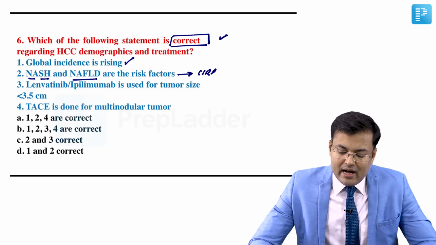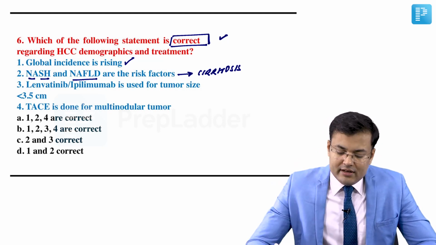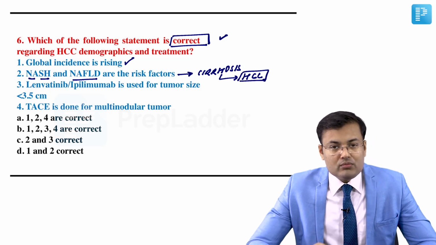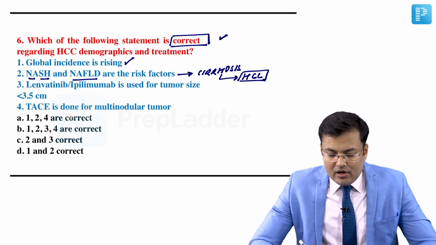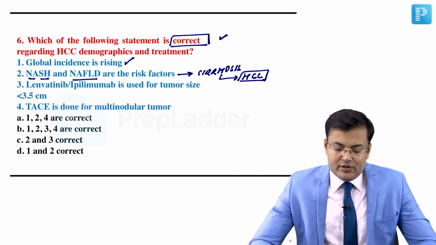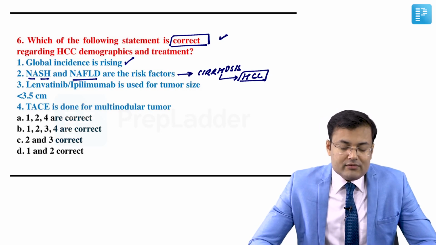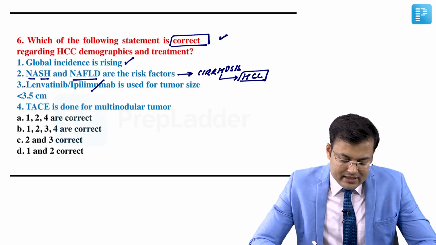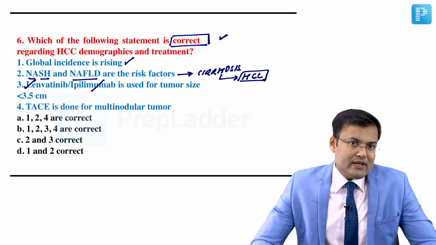Both of these lead to cirrhosis, and in patients of cirrhosis there is chronic inflammation going on in the liver and it can progress to HCC. So both of these are risk factors. Lenvatinib is used for tumor size less than 3.5 centimeter. Some students were telling that sir, ipilimumab was also given. No, it was lenvatinib.